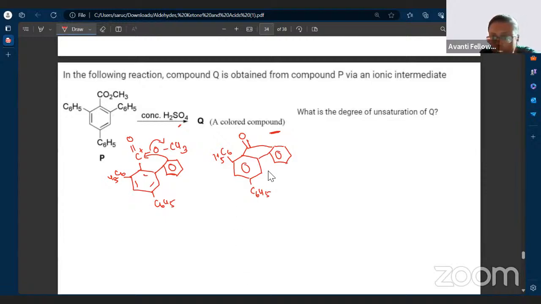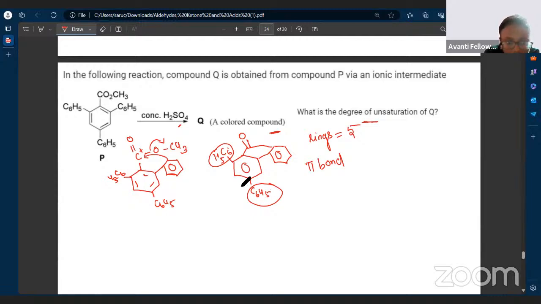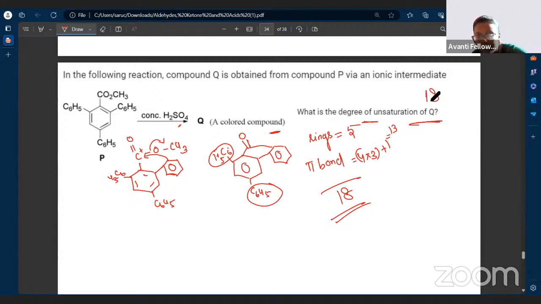So the question is the degree of unsaturation. How will you find the degree of unsaturation? Count the number of rings. How many rings do you have? You have 1, 2, 3, 4, 5 rings, so you have 5. And how many pi bonds do you have? 4 into 3 plus 1, so it is going to be 10. So total is going to be 18. So the degree of unsaturation is 18. Yes, 18 is going to be the right answer.